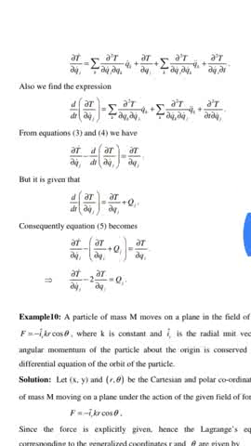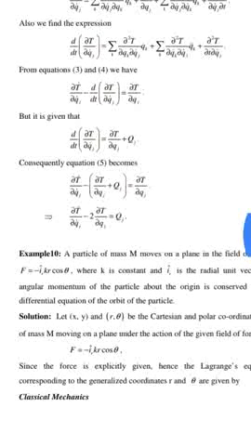But it is given that d/dt of ∂T/∂q̇j is equal to ∂T/∂qj plus Qj, and consequently equation 5 becomes ∂Ṫ/∂q̇j minus ∂T/∂qj plus Qj is equal to ∂T/∂qj, and we get ∂Ṫ/∂q̇j minus 2 ∂T/∂qj is equal to Qj.